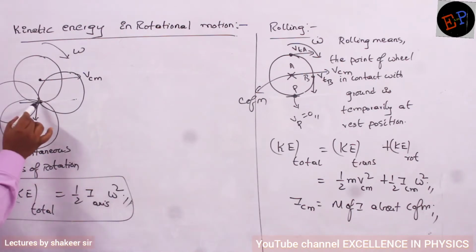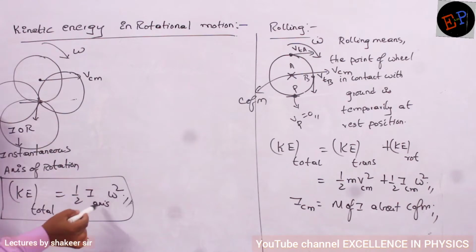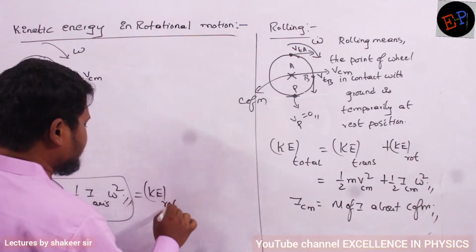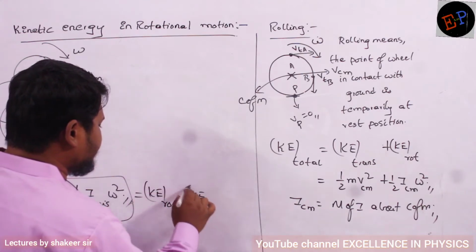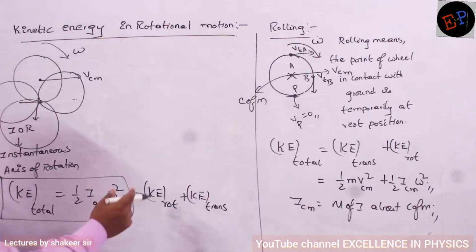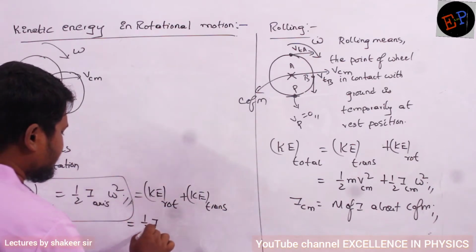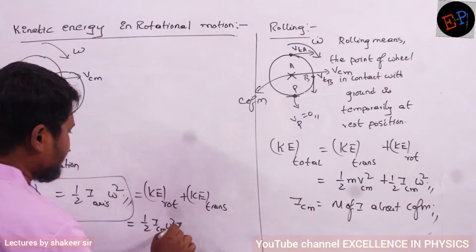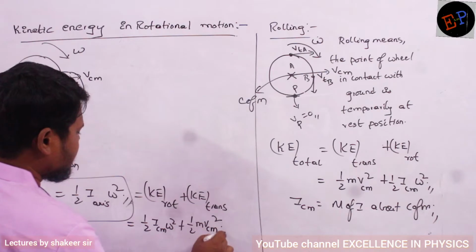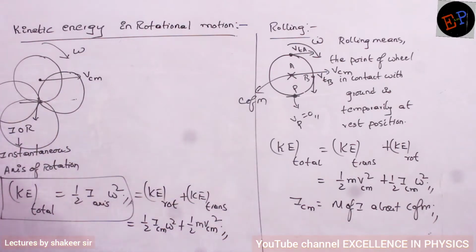The ground and tire are in contact. About that point I have taken moment of inertia. And this is again equal to kinetic energy because of rotation plus kinetic energy because of translation. Again same concept. So kinetic energy due to translation is half m v center of mass square, plus half I center of mass omega square. Both are correct.